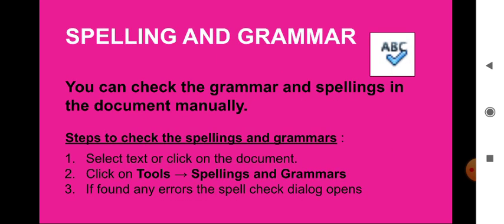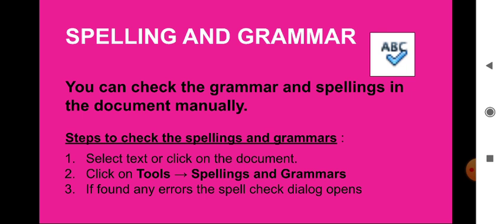Next option we have is about spelling and grammar. So from this option we can manually check the spelling and grammar of a text selection or the entire document. So we can check our spellings and grammar in our document. For using this spelling and grammar option, we have to follow some steps. Steps to check the spelling and grammar.